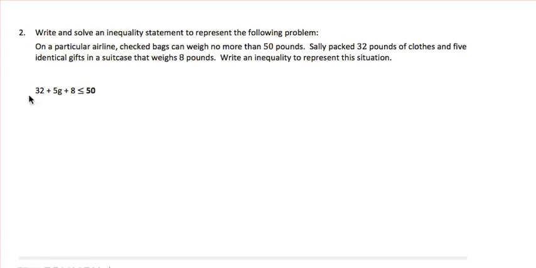And so our inequality is 32 plus 5 times the gift plus 8 pounds for the suitcase, because the suitcase is weighing 8 pounds. And that all must be less than or equal to 50. We'll combine our like terms, which will give us 40 plus 5g, which needs to be less than or equal to 50.